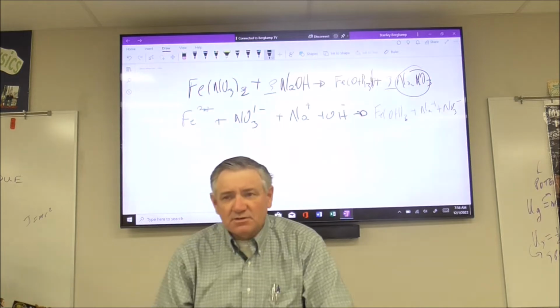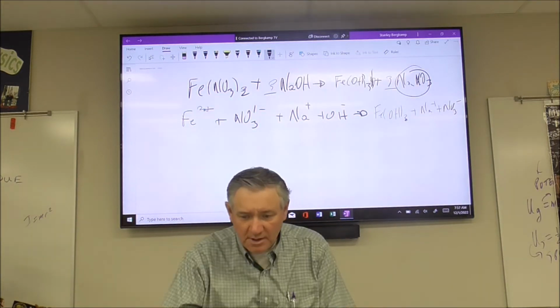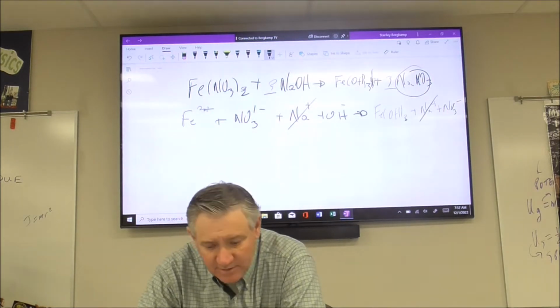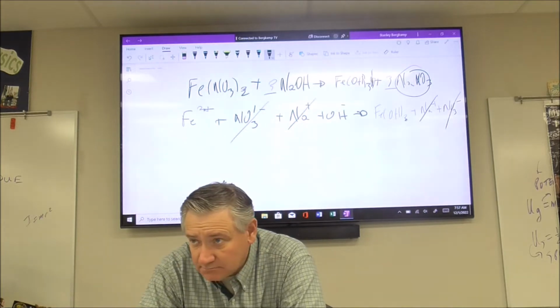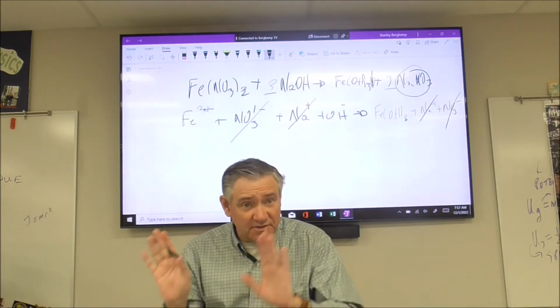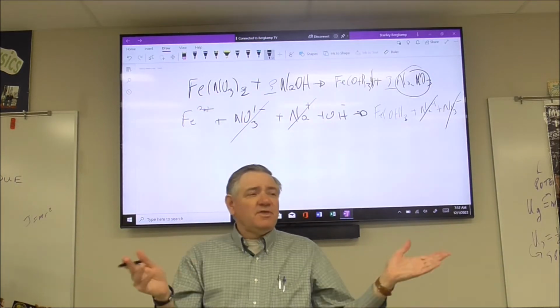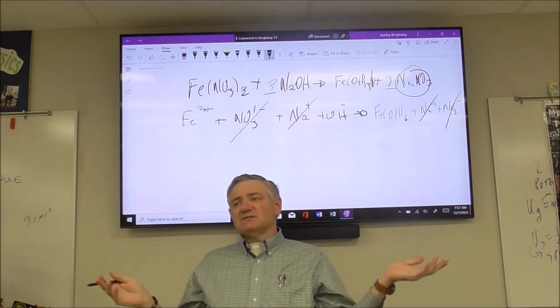Okay? So at this point, now you can get rid of your spectator ions. It's a sodium ion over here, it's a sodium ion over here. It's a nitrate ion there, it's a nitrate ion there. So I eliminate those because they're there. I don't want you to get the idea that they're not in the solution. They're in the solution. They're just existing as ions.